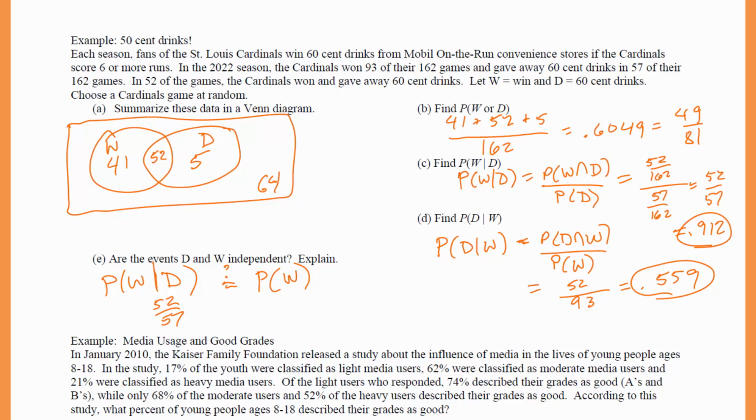Well, W happening was 93. They won 93 games out of the 162 games total. And 93 out of 162 is a fraction that reduces down to 31 out of 54. But it is 0.574 in comparison to the 0.912. Since those are not equal, those two probabilities are not the same, then D and W are not independent.